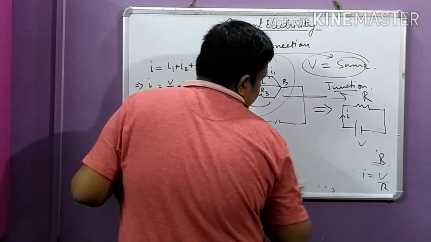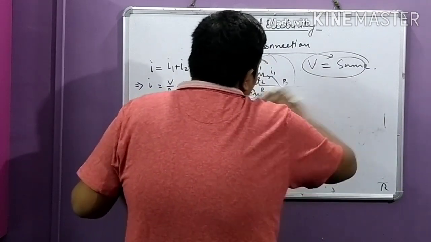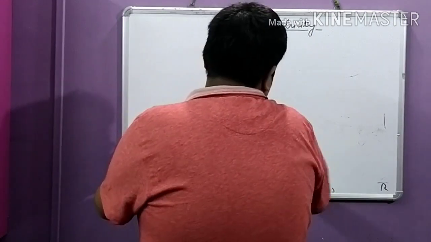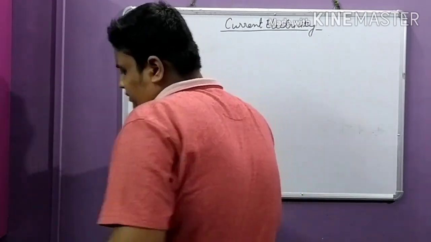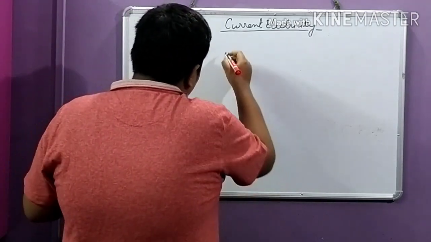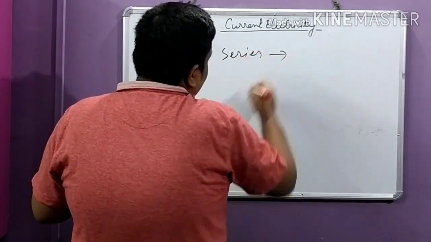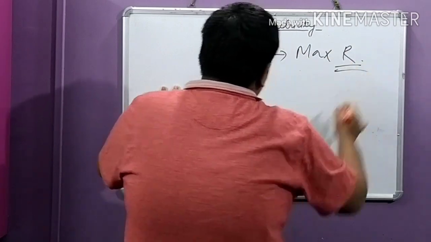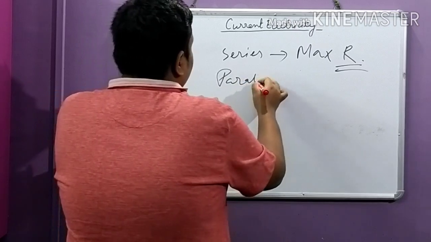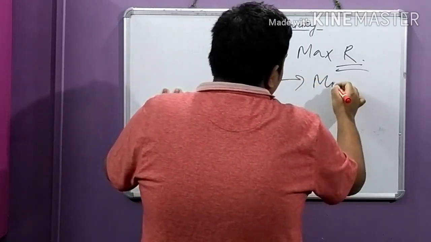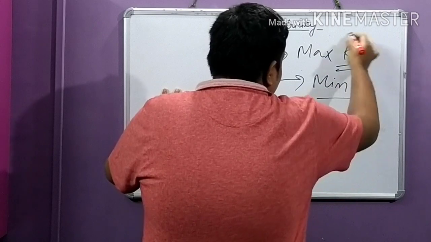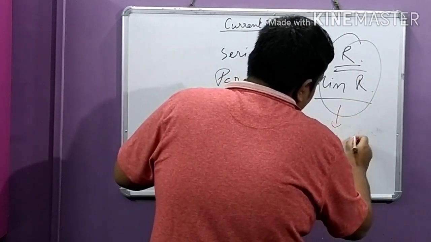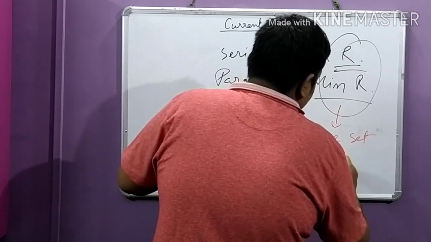So am I clear? Now, in the series connection we have seen, what we have seen? We have seen that in series we get maximum possible resistance, but in parallel we will get minimum resistance possible for the same set of resistors.